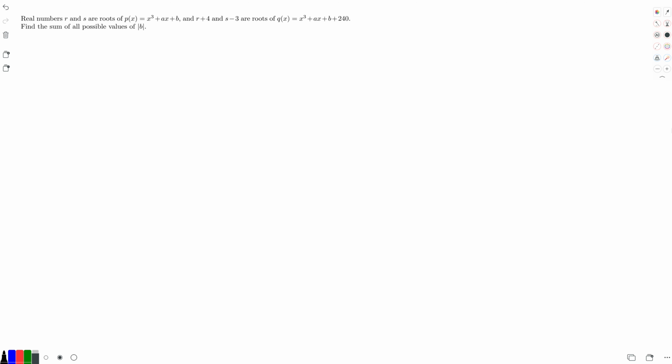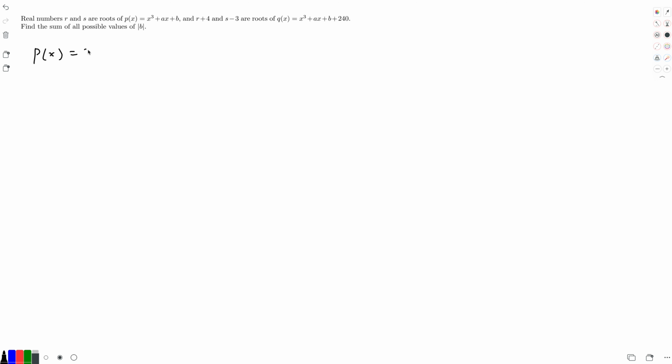Real numbers r and s are roots of p(x) = x cubed plus ax plus b, and r plus 4 and s minus 3 are roots of q(x) = x cubed plus ax plus b plus 240. So you may immediately realize it's just p(x) plus 240. We want to find the sum of the possible values of the absolute value of b. Okay, so let's just list our polynomials.